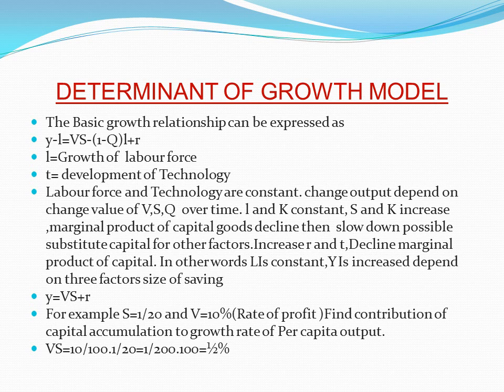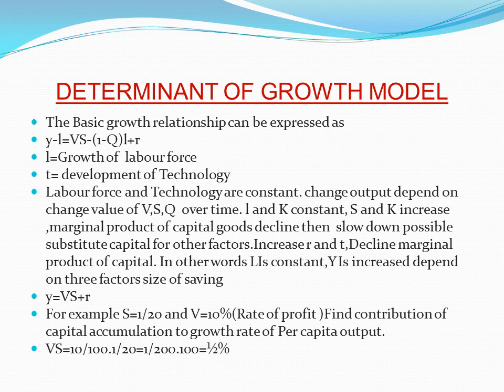The basic growth relationship can be expressed as y minus L equal to V multiplied by S minus (1 minus Q) multiplied by L plus R. L represents the growth of labor force. R represents the development of technology. If labor force and technology are constant, changes in output depend on changes in the value of V, S and Q over time.